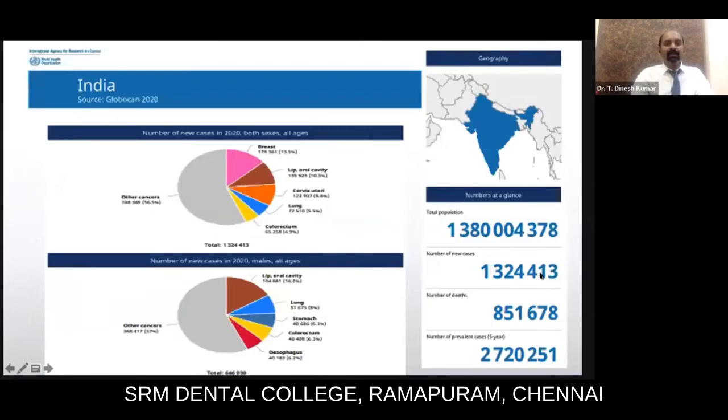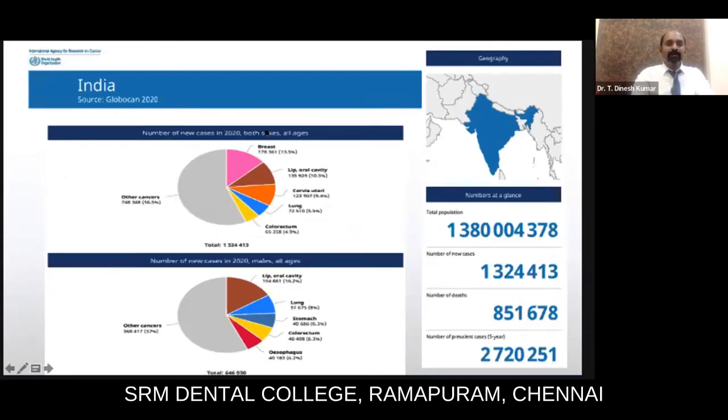Now coming on to the epidemiology of oral cancer, specifically in India. If you see, there are almost 13 lakh new cases happening every year. This is the number of new cases as per the Globocan 2020 data. Every year, new cases are almost 13 lakhs, and the number of deaths every year is very alarming, which is around 8 lakhs per year.